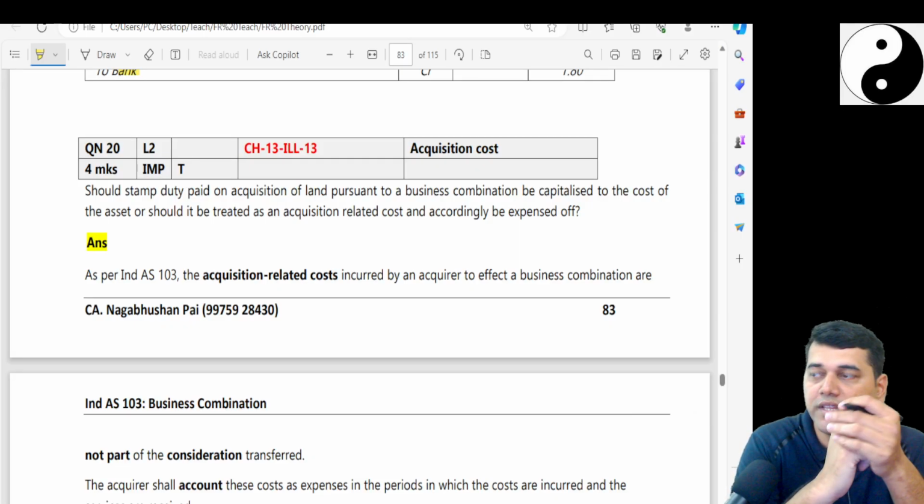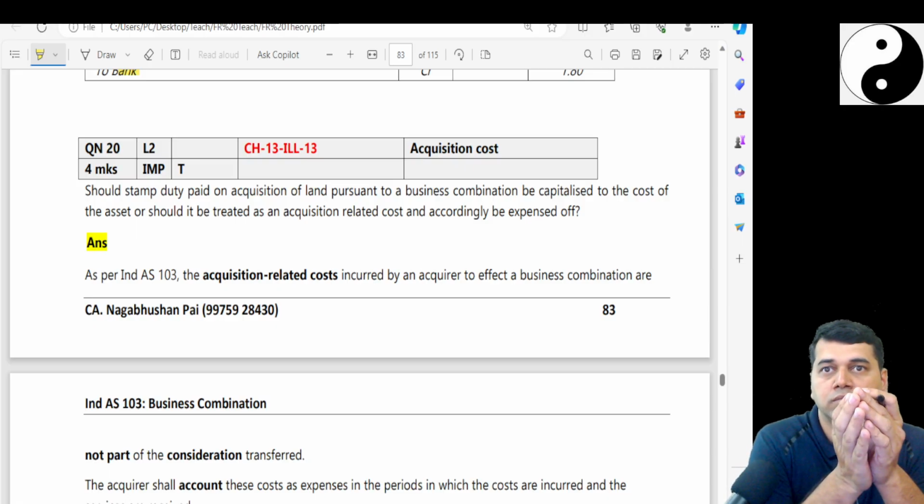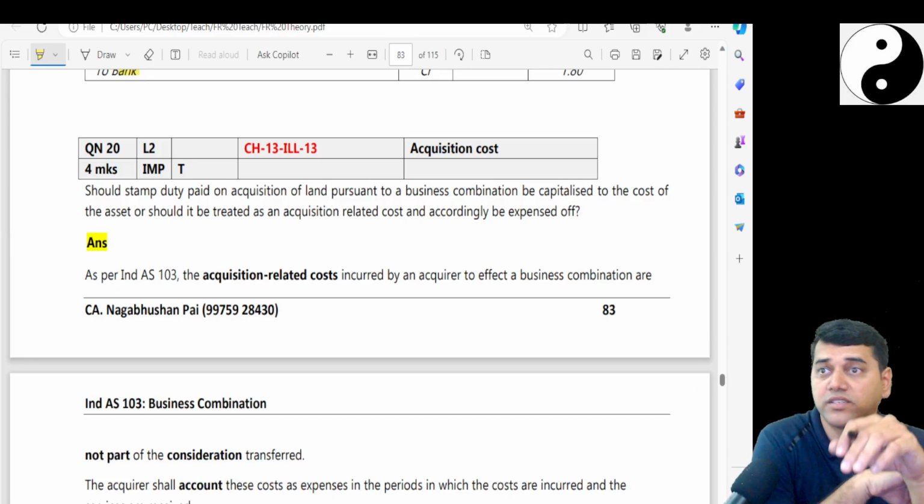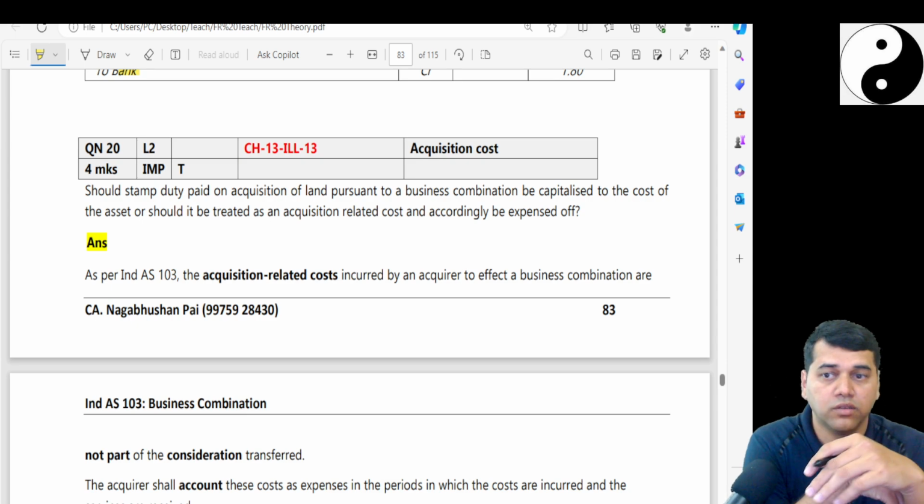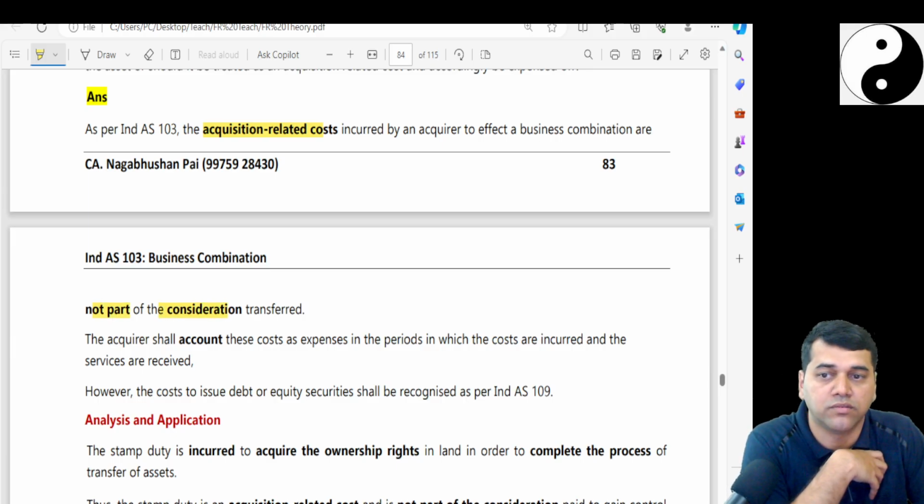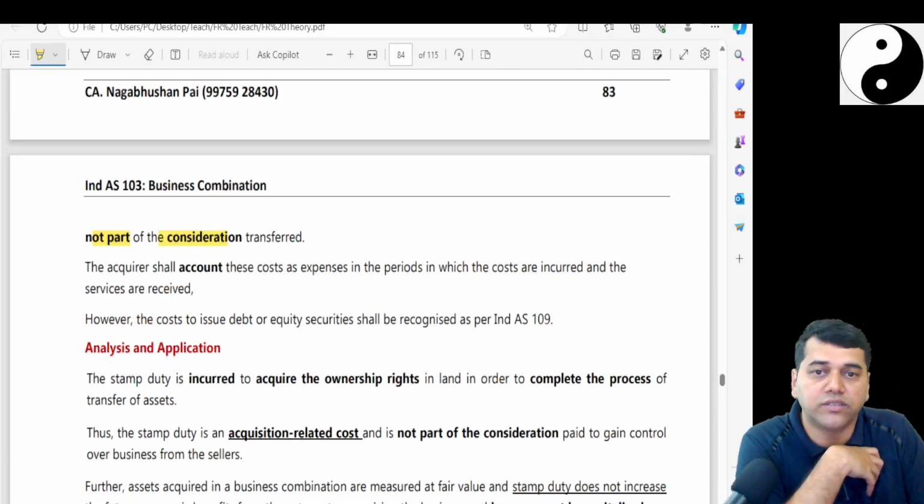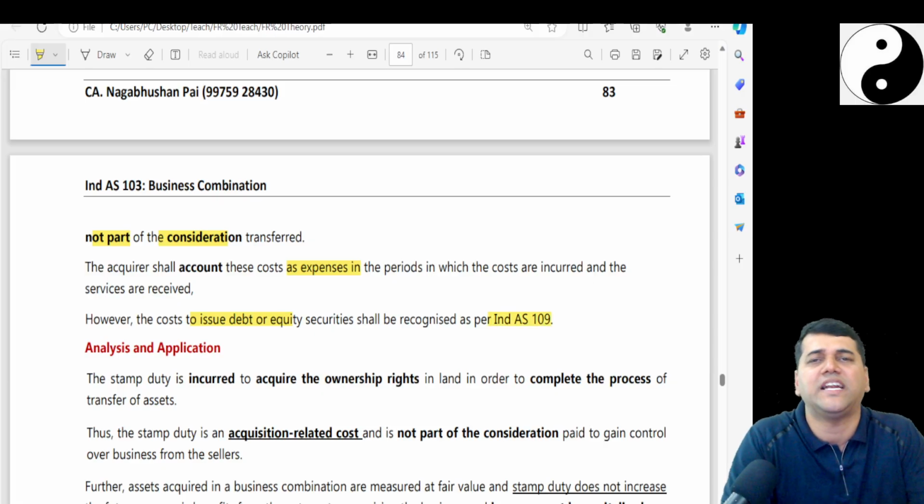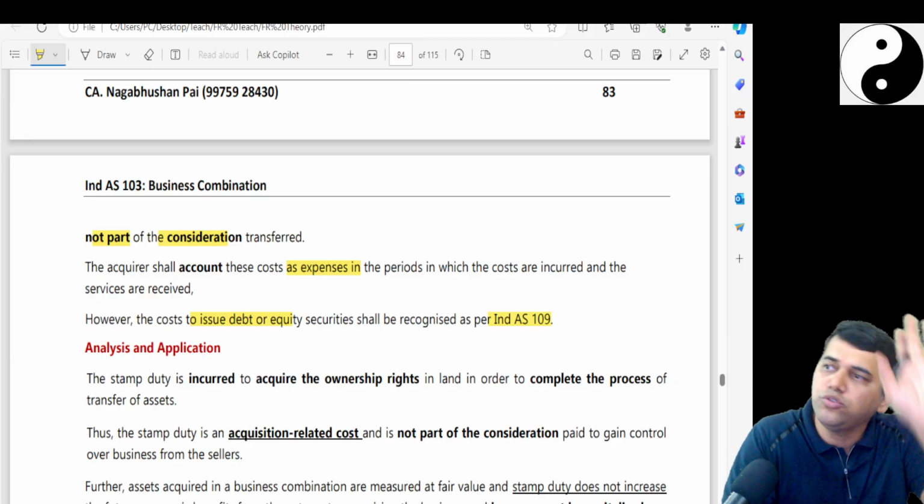P&L, because if it is not a business combination, the stamp duty paid on land should have been capitalized. This is what Ind AS 16 says, because it is a direct acquisition cost. But Ind AS 103 says all acquisition cost should be charged to the P&L account and should not be part of the consideration. The acquirer shall account for this as an expense in the P&L, and if it is related to a debt or equity instrument, it should be as per 109. So if it is a debt instrument and you have incurred the transaction cost, you take it as per 109.